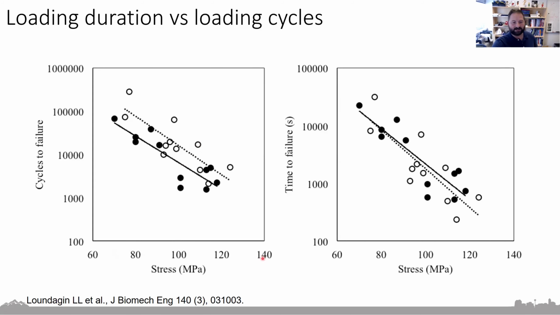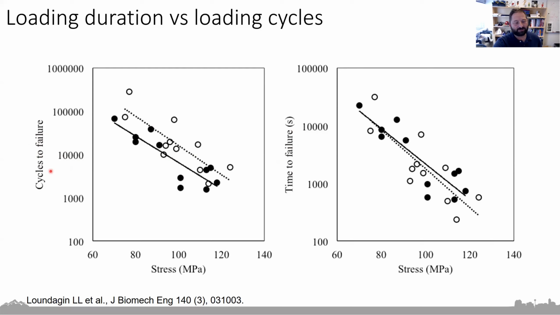Now, in this case, stress is on the x-axis, so I apologize for that. But if you load samples at 9 hertz, and this is a significant effect here, you have a significant increase in the number of cycles to failure at a given stress level, compared to 3 hertz. Now, what you can also do, instead of looking at those data as a function of cycles to failure, is look at them as a function of time to failure.